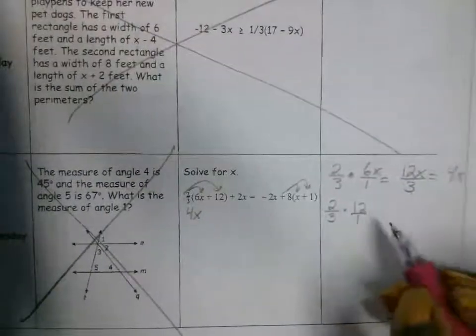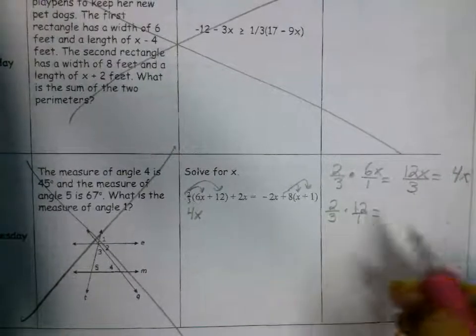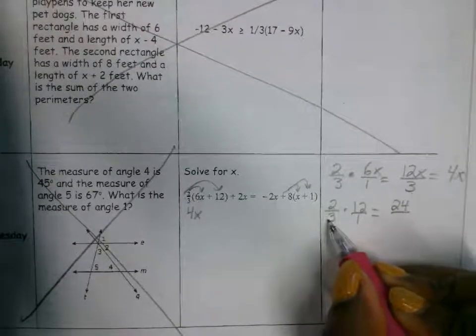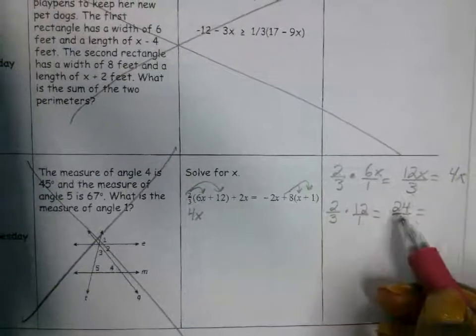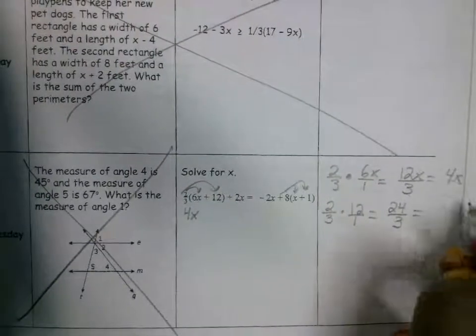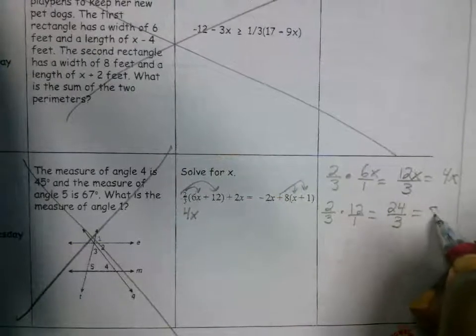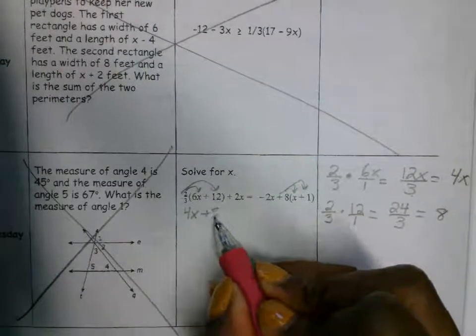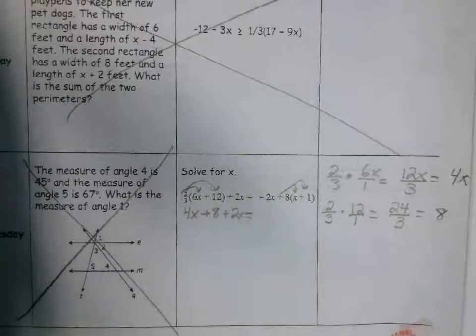Okay. Now let's multiply straight across. What is 12 times 2 or 2 times 12? 24. Then we have 3 on the bottom. Let's divide. 24 divided by 3. What's 24 divided by 3? You have a calculator. 8. So this is going to be 8. Bring down the plus 2x and the equal sign. Okay?